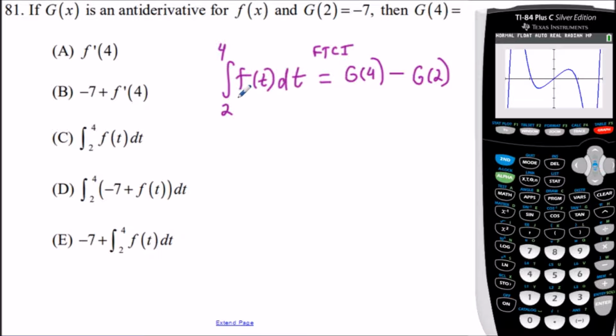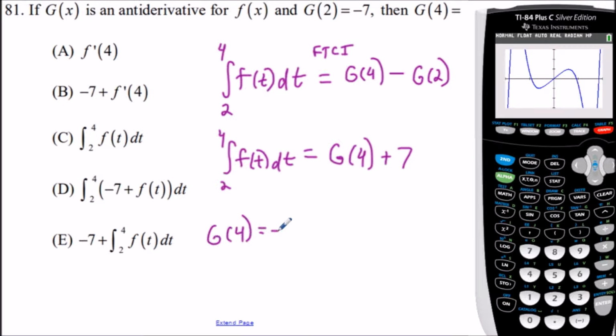So then this is just going to follow this line. We have the integral from 2 to 4 of f of t dt is equal to G of 4, which is what we're trying to find, and then minus negative 7, which will change this to plus 7. So then if I want an expression for G of 4, it is equal to negative 7 plus the integral from 2 to 4 of f of t dt. So for 81, we have choice E is going to match what we have here.